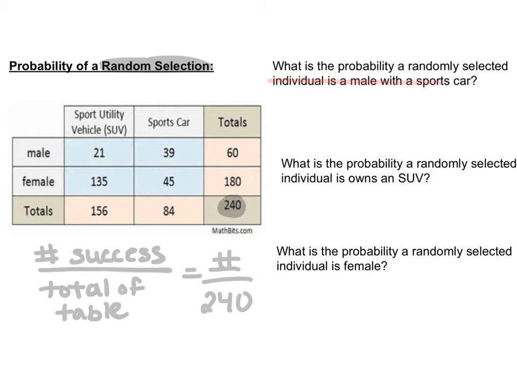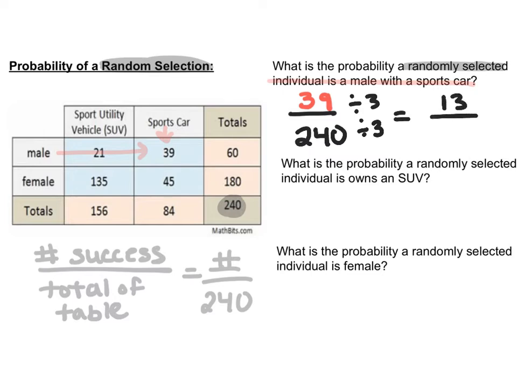Now, if I look at the first one, it says, what is the probability that a randomly selected individual is a male with a sports car? So if I'm looking for male with a sports car, it's 39. So I can put it's over 39. And then my fraction, again, because it's randomly selected, this means that it's going to be over 240. Now, if we check to see if it simplifies, we can further simplify this by dividing the top and bottom by 3, and this would give us 13 over 80.